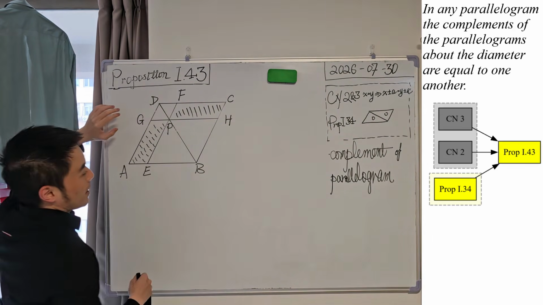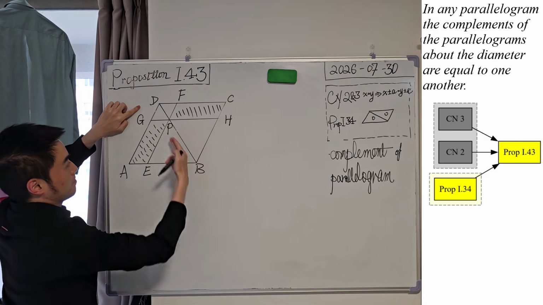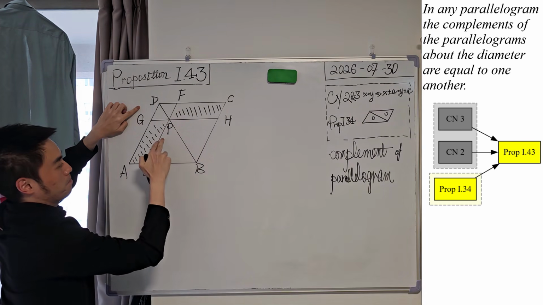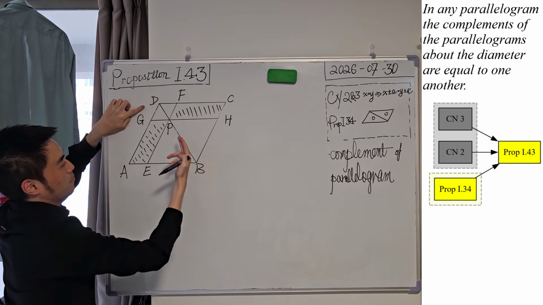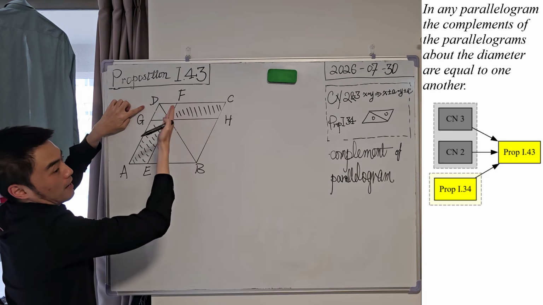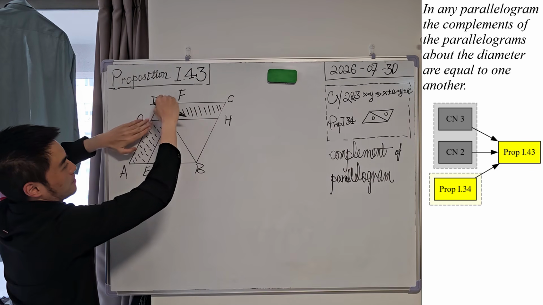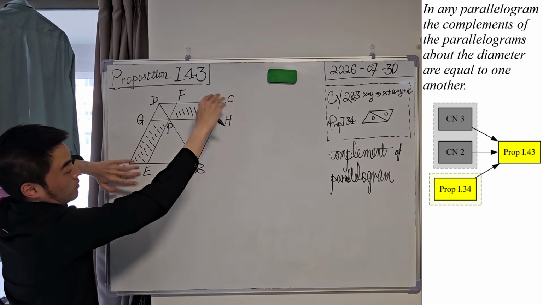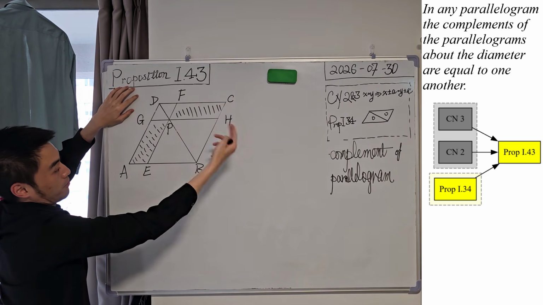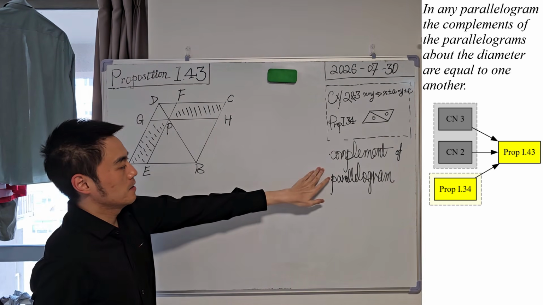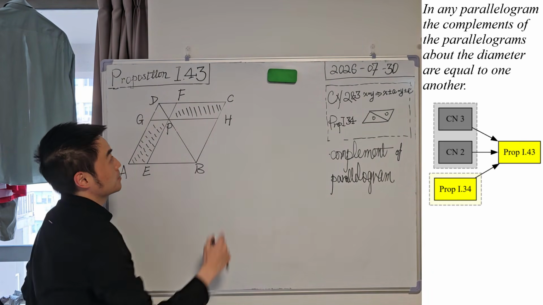For example, we have a parallelogram ABCD, and we construct a diameter BD, and we randomly pick a point P from BD. If we make, let's say, two straight lines that are parallel to two adjacent sides of this parallelogram respectively, then the shaded parts are the so-called complements of the parallelogram about the diameter. Okay, this is the concept.